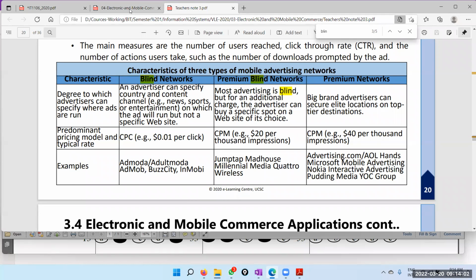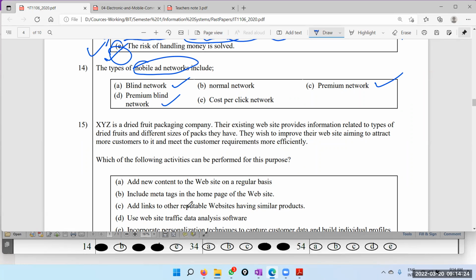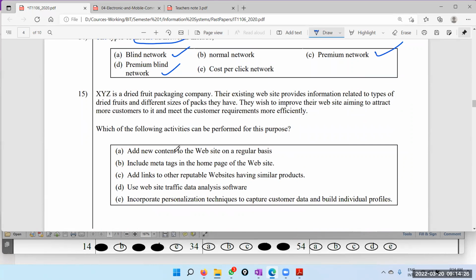Okay. Right. So now let's go through your answers. The type of mobile ad networks include blind network, premium network, premium blind networks. Mobile ad networks. Right. So let's go for A, C, and D. A, C, and D. Okay. 15.